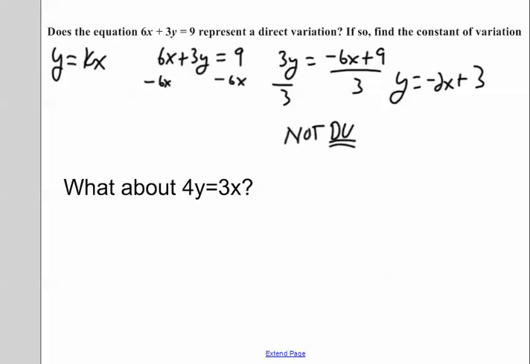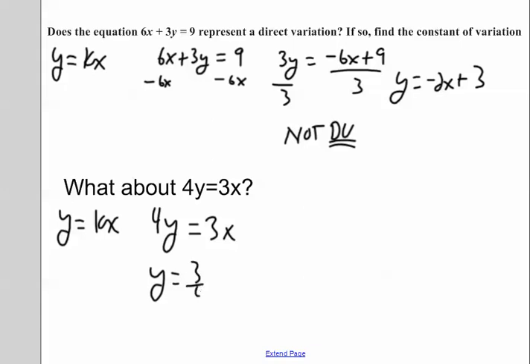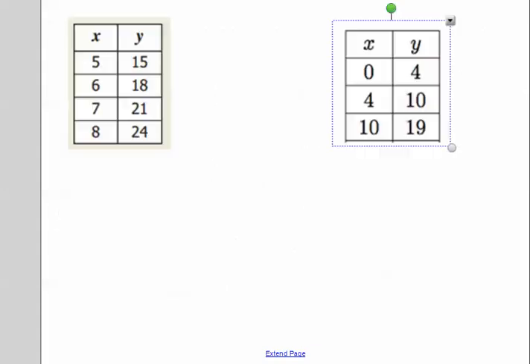Let's check out the other one, 4y equals 3x. With this one, again, we're thinking about y equals kx. That is what we want. So in this case, we're going to solve this for the letter y. All we're going to do is divide both sides by 4. So you get y equals 3/4 x, and your slope, also known as your constant of variation, is in fact 3/4. Pretty simple. All right, moving on.